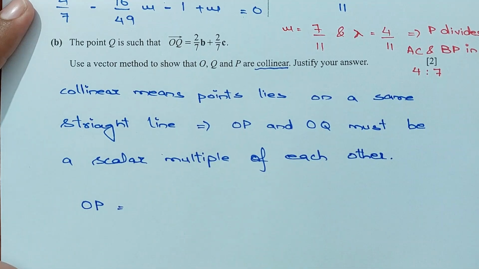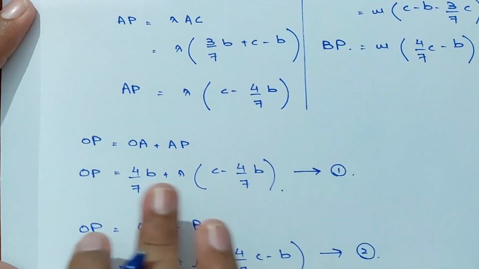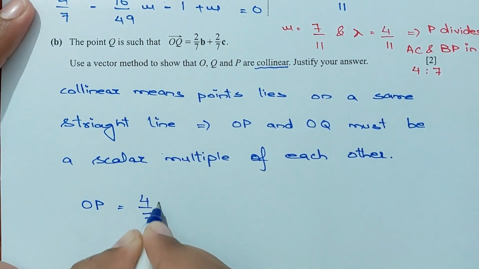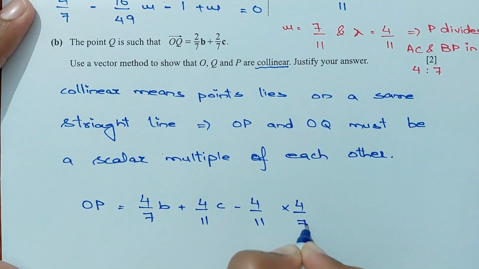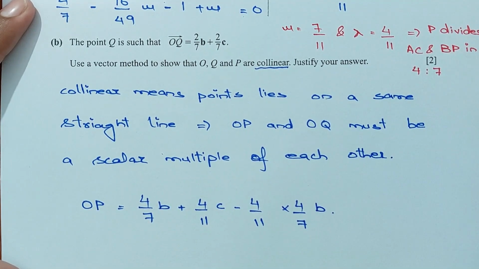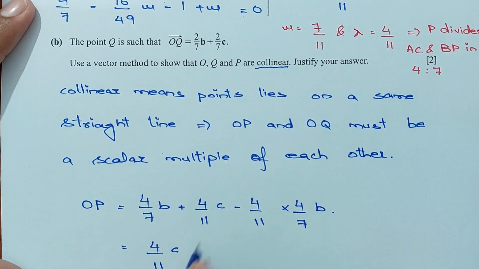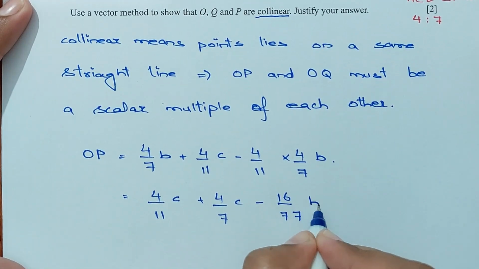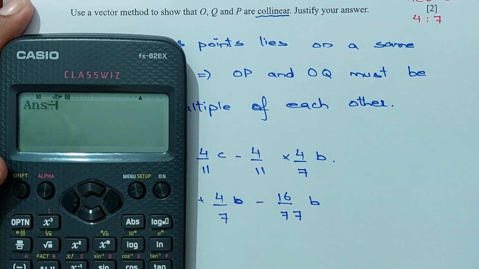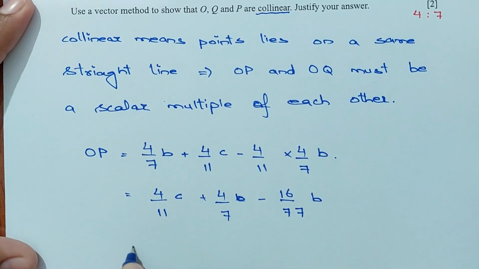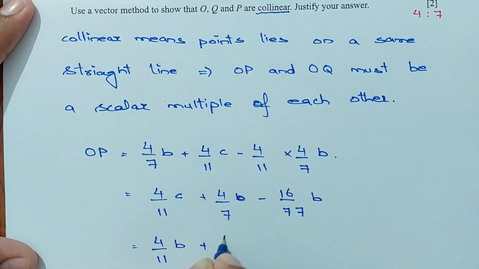We have two expressions for OP. Now we have lambda and mu. If I use the first one by substituting lambda, OP is 4 by 7 b plus 4 by 11 c minus 4 by 11 times 4 by 7 b. So this is 4 by 11 c. Now solving for b: 4 by 7 b minus 16 over 77 b, since 4 times 4 is 16 and 7 times 11 is 77. So the coefficient of b is 4 over 7 minus 16 over 77, which is 4 over 11. So 4 over 11 b plus 4 over 11 c.